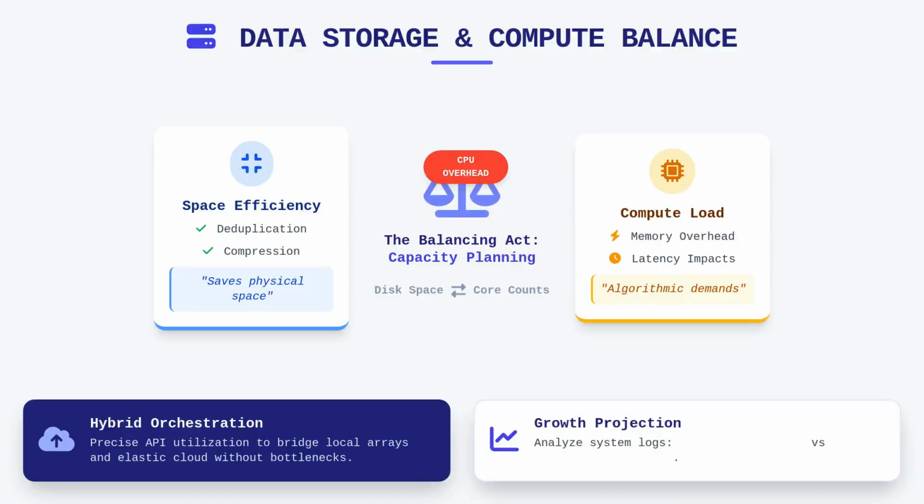Furthermore, your architectural decisions regarding compute infrastructure must align with your long-term growth projections to avoid frequent and costly hardware upgrades. Achieving this balance requires a rigorous approach to analyzing your existing system logs to determine the actual utilization rates versus the theoretical maximums.